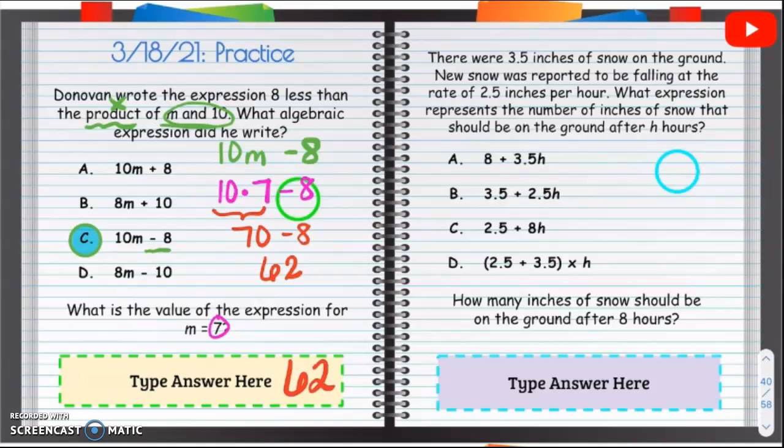All right, there were 3.5 inches of snow on the ground. New snow was reported to be falling at a rate of 2.5 inches per hour. What expression represents the number of inches of snow that should be on the ground after 8 hours? All right, so there were 3.5 inches of snow on the ground. So that's what we're starting with. Now, new snow was reported. So we're starting with this 3.5 inches of snow.